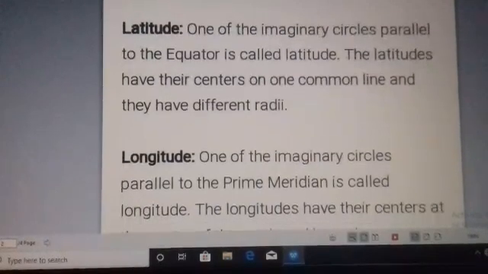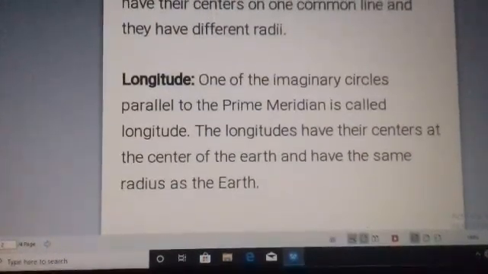Next is longitude. One of the imaginary circles parallel to the prime meridian is called longitude. The longitudes are the imaginary lines running from north to south direction and they are parallel to the prime meridian. The longitudes have their centers at the center of the earth and have the same radius as the earth. We learned that all the longitudes are of equal length, unlike the latitudes.